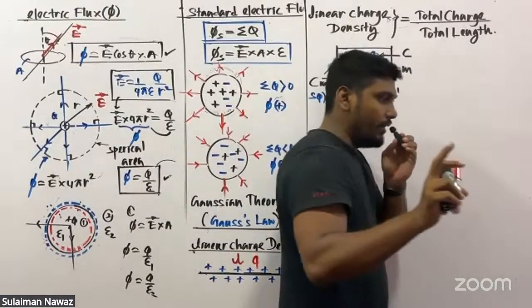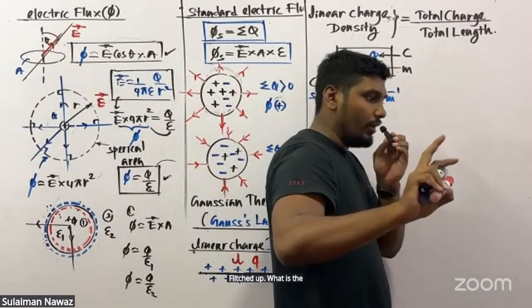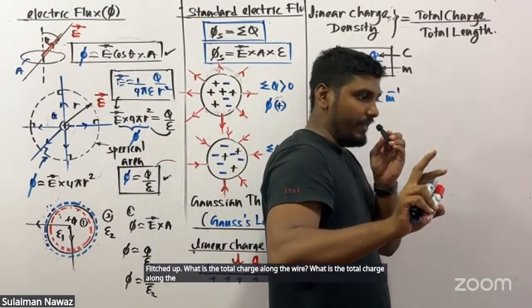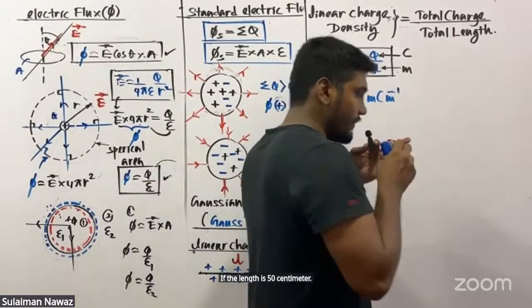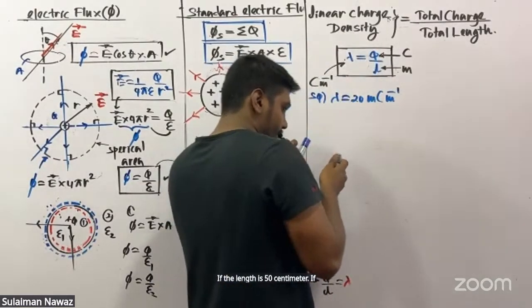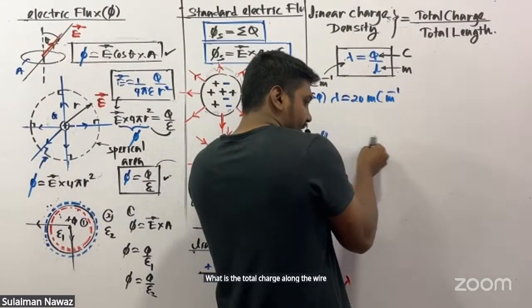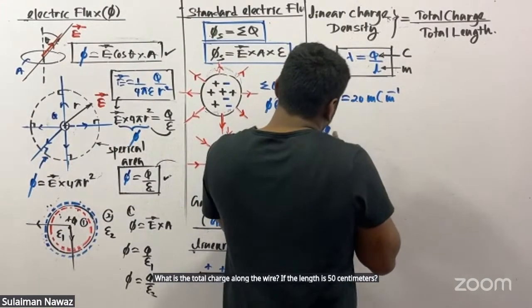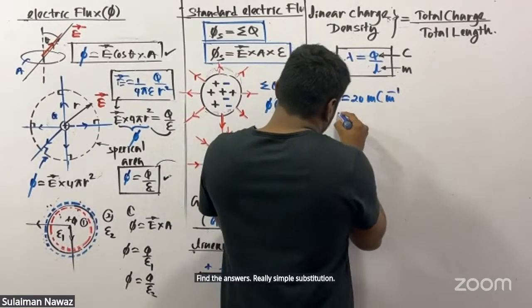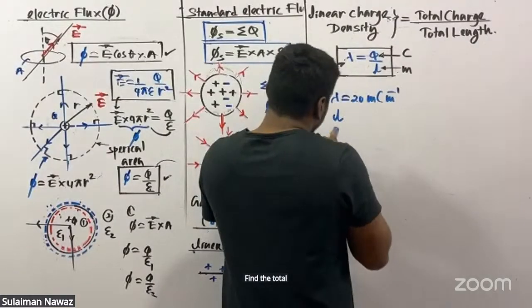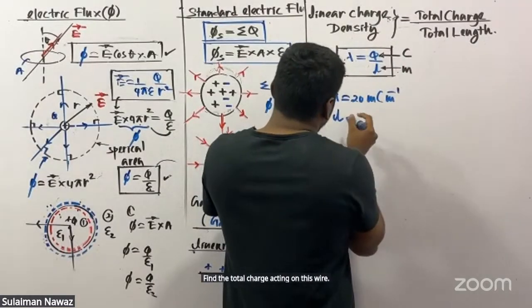What is the total charge along the wire if the length is 50 centimeter? Find the answer. Very simple substitution. Length is 50 centimeter. Find the total charge acting on this wire.